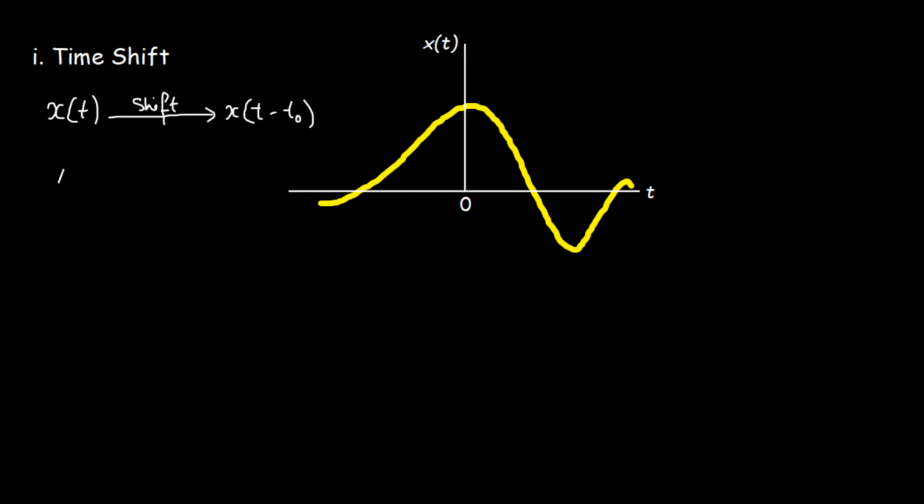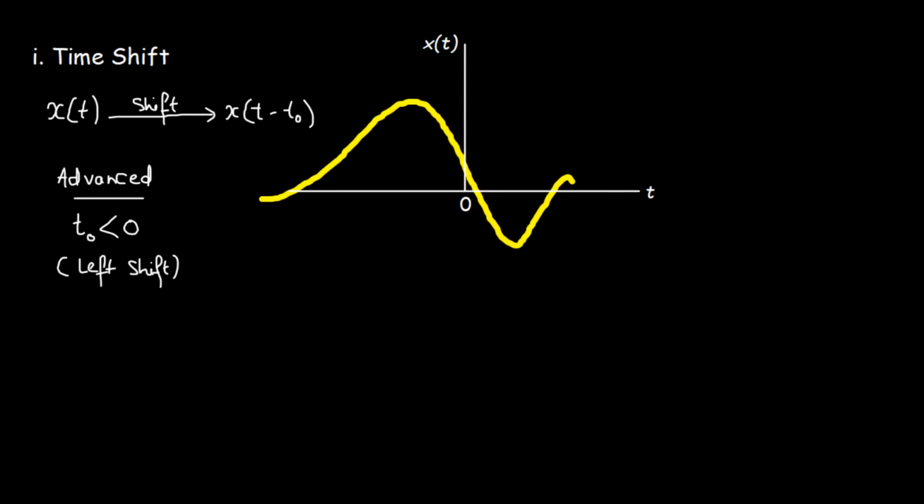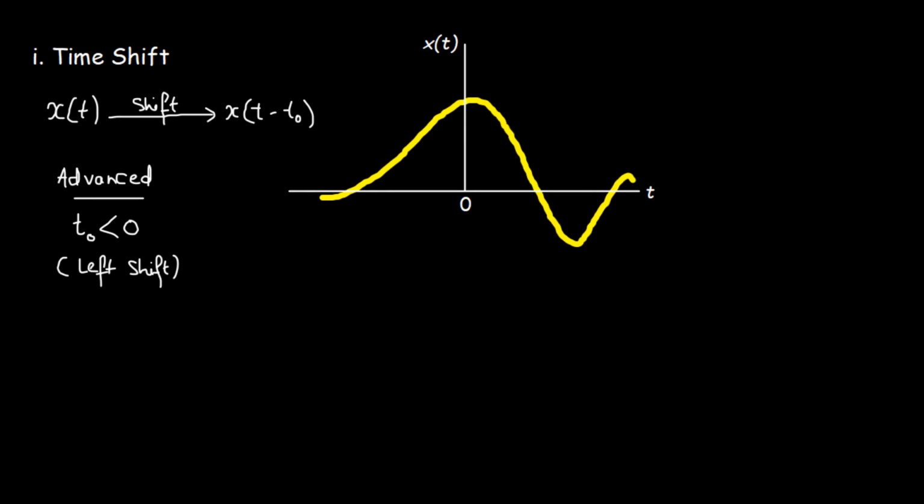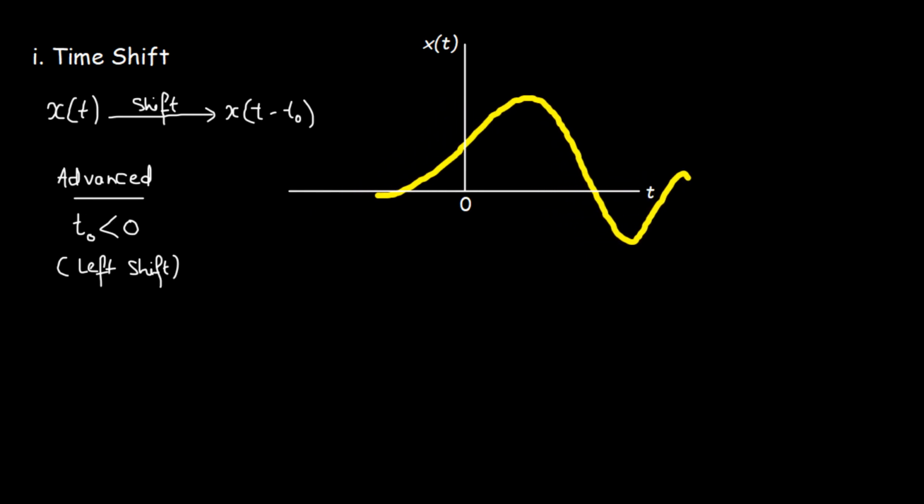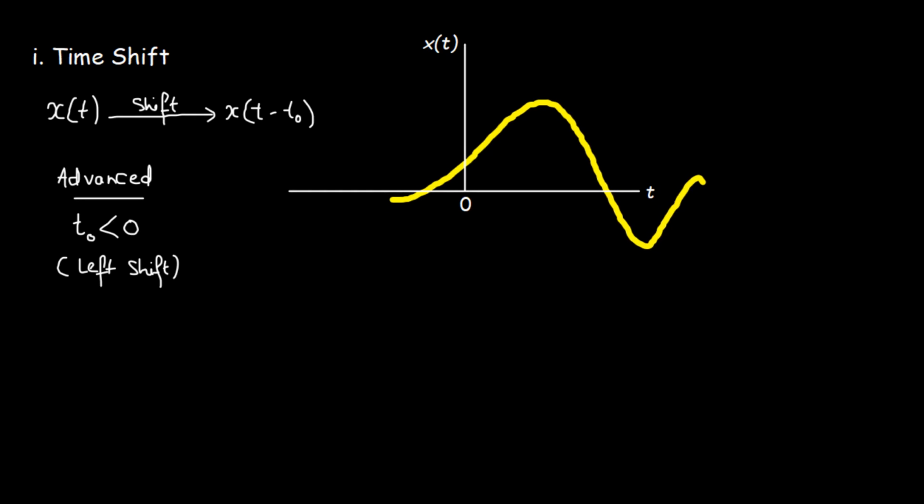So for the advanced version, the value of t naught will be less than 0, and it is a left shift. That means our signal has moved to the left without a change in its shape. So this will be the advanced shift. Let's bring it back to our original position. The shift to the right will mean that the signal is delayed by t naught amount, and the delayed version will be given by t naught greater than 0. So this will be a right shift.